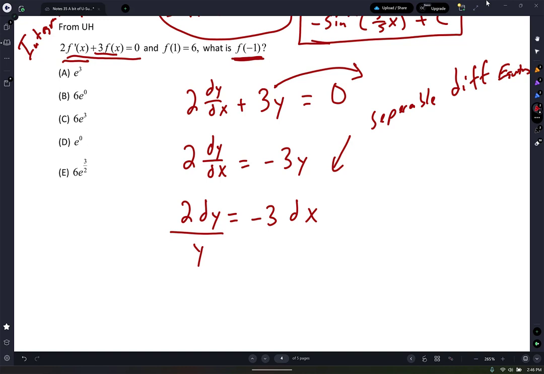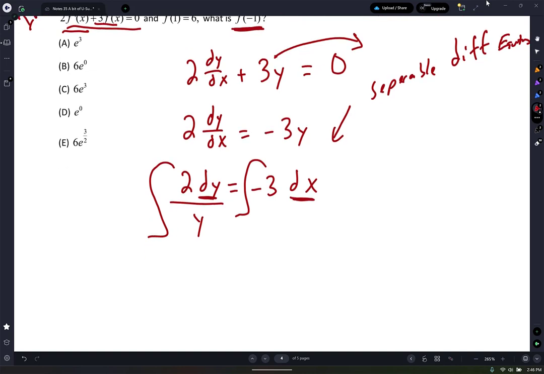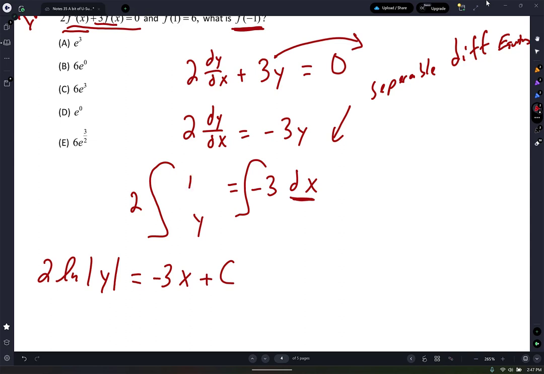Yeah. All right. Now, I want to get rid of the dy and I want to get rid of the dx. So the only way to do that is to integrate. When I integrate, here's what I have. There's no limits. So I have 2 ln absolute value of y equals negative 3x plus c. I have it over y. You can put the 2 on the outside if you want.